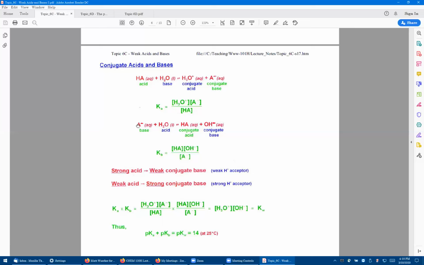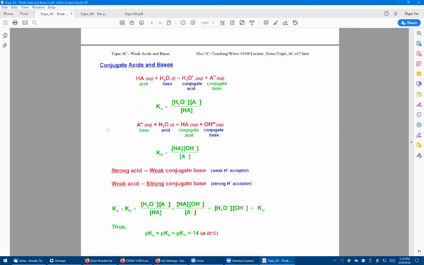So when A- acts as a base, it's accepting a proton from the acid water to form its conjugate acid, HA, and leaving behind the conjugate base of water, which is OH-. So the Kb for that conjugate base, just as the weak acid itself has a Ka, its conjugate base has a Kb. So the Kb then is the concentration of HA times the hydroxide over the A-.